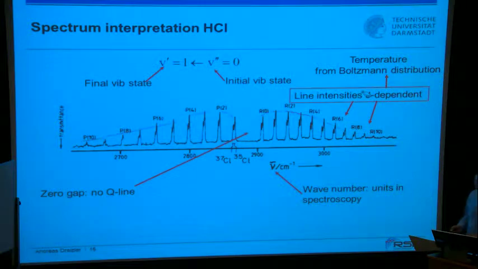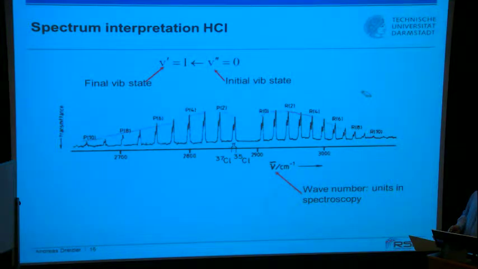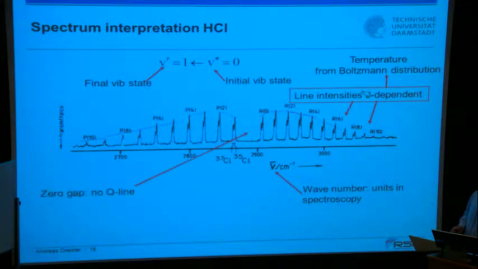Okay, what do we see as well from this spectrum? Between the R and the P branch, there is a hole that is called the zero gap, and that tells us there are no Q lines. You see directly in the spectrum that quantum mechanics makes a correct prediction. Lines where you go from the initial vibrational state to the final state without changing the rotational number are not allowed. I go back. This was here. The Q lines, delta J equals 0, for HCl and most other molecules, are forbidden. They don't appear. And that is hidden here in this zero gap.